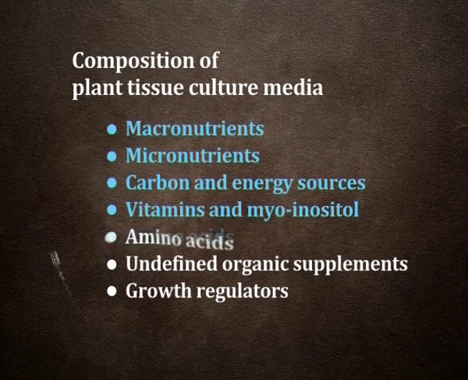The next component is amino acids. Although plants can synthesize most of the amino acids required for their optimal growth, certain amino acids like glycine and other amino acids like arginine, asparagine, aspartic acid, alanine, glutamic acid, glutamine and proline or amino acid mixtures such as casein hydrolysate and adenine are added in plant tissue culture media as sources of organic nitrogen, particularly for establishing cultures of cells and protoplasts.